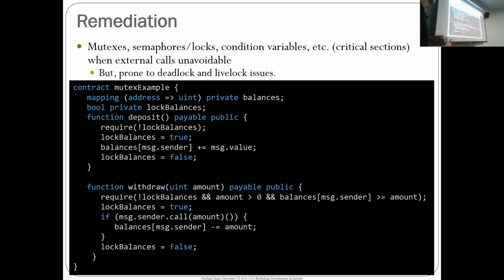So here's an example where they're trying to add locks around these critical sections where you're trying to change state atomically. So you just have to make sure that your logic here is correct.